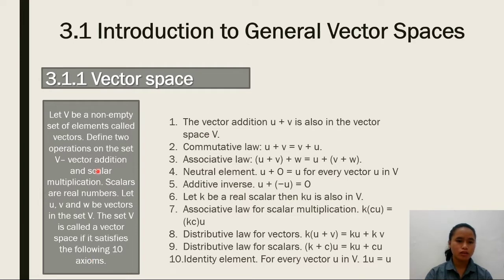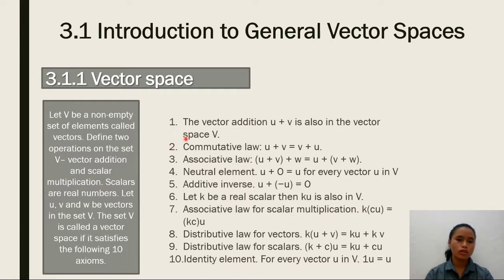3.1.1 Vector Space. In the last chapter, we have already learned about vector space, right? Okay, the set V is called a vector space if it satisfies the following 10 axioms. So we say that if the elements of the set V satisfy these 10 axioms, then V is called a vector space and the elements are known as vectors. So these are the 10 axioms.